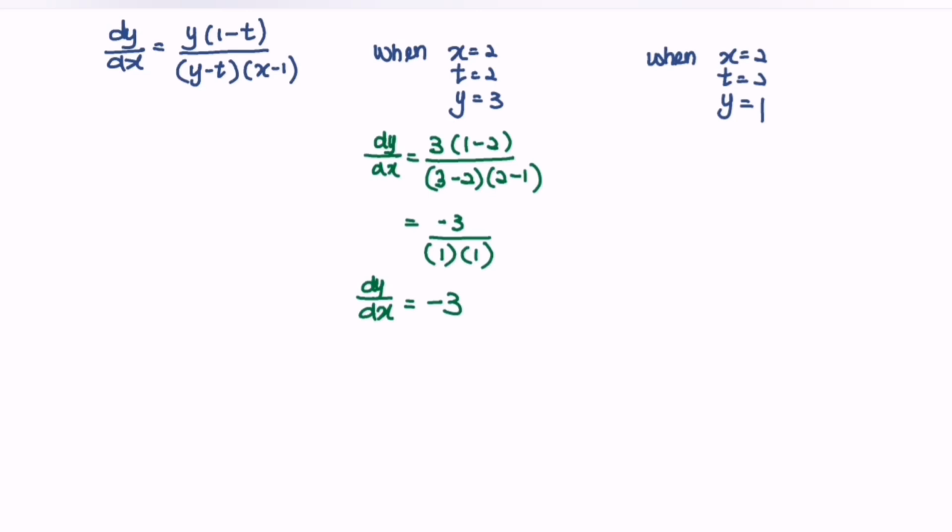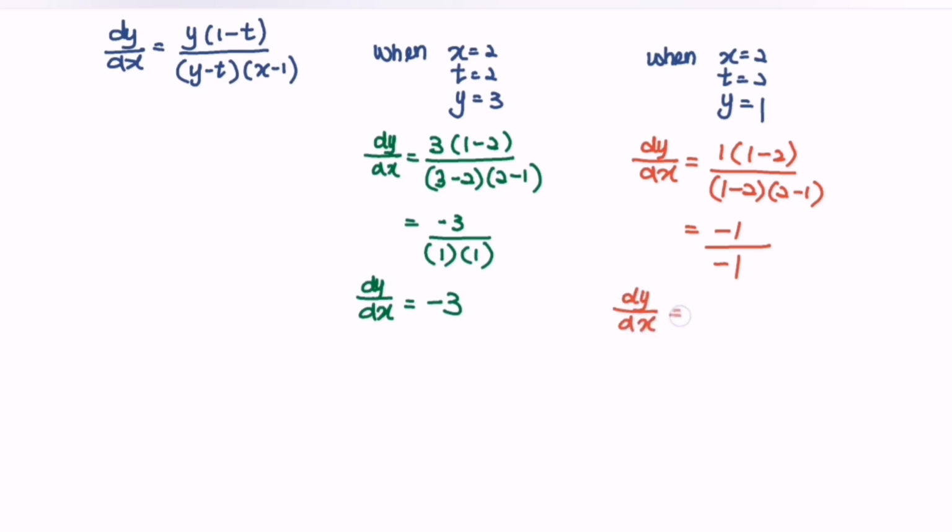Next, when x is equal to 2, t is equals to 2 and y is equals to 1, the value for dy/dx will be equals to 1 multiply with 1 minus 2 over 1 minus 2 bracket 2 minus 1. For the numerator we will have negative 1 and for the denominator we will have negative 1 as well. So finally the value for dy/dx will be equals to 1.